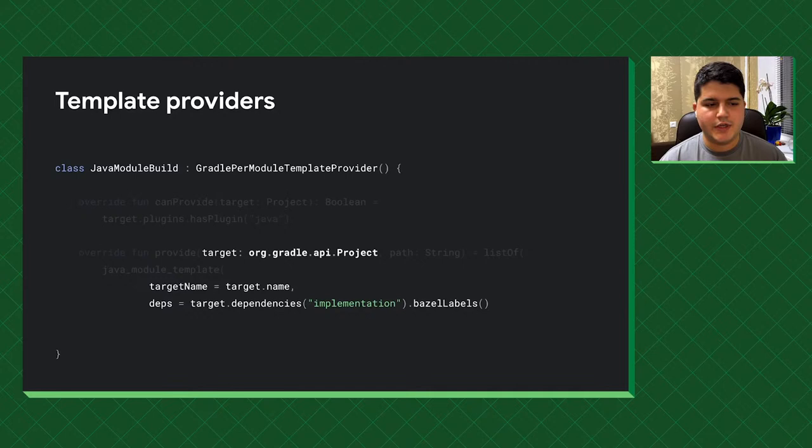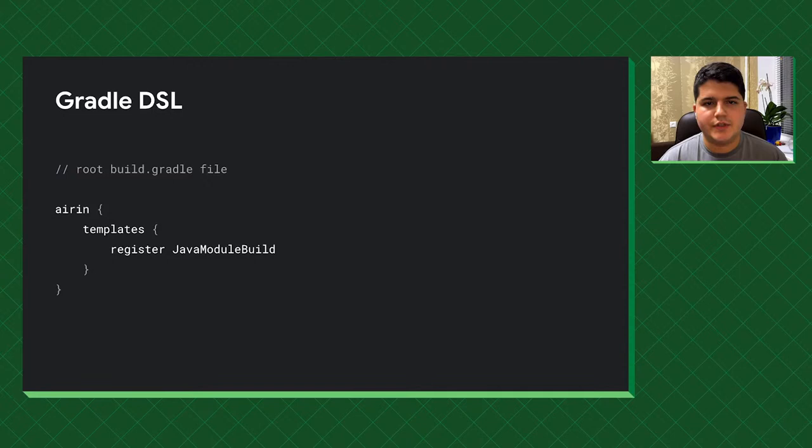For example, we can have the name of the module, and we also can retrieve the list of dependencies that is used in this module. And this is how it can be done. And finally, we just need to register this template provider in our project. And this can be done in the root build.gradle file using the DSL that Iron provides.